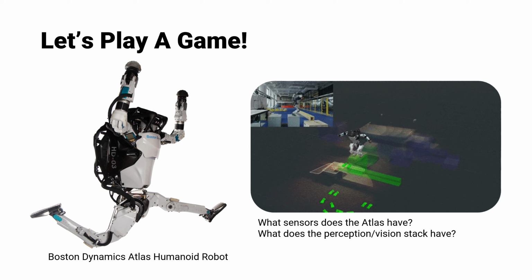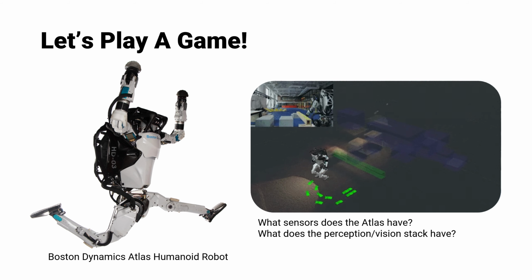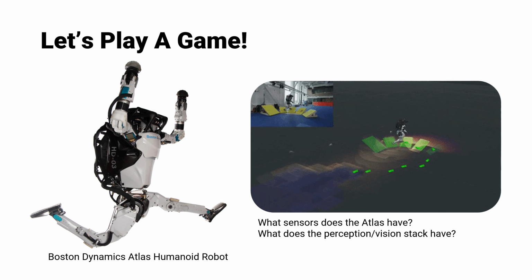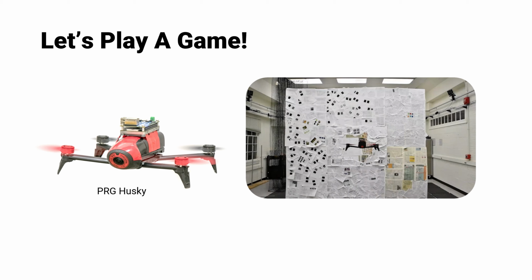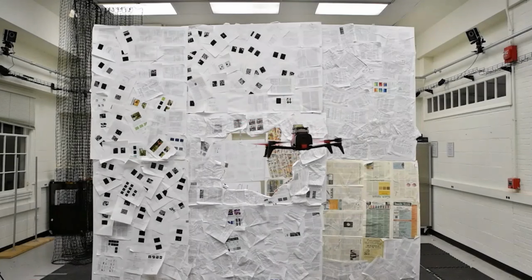Okay, so let's do this one more time. So here we have a PRG Husky robot, which is basically a modified Parrot Bebop quadrotor with its own sensing engine. Let's look at the video again and then we will come back and ask a couple of questions.